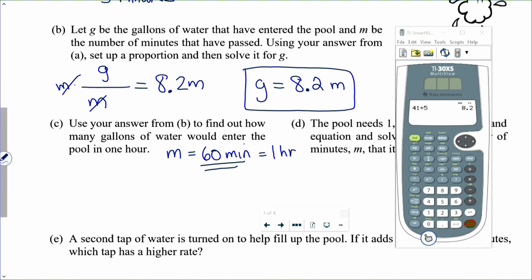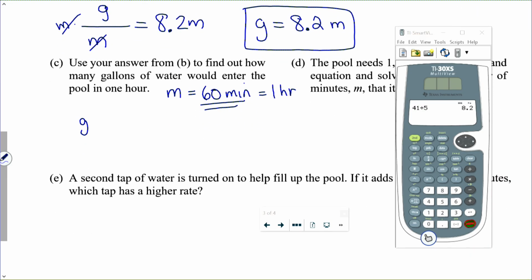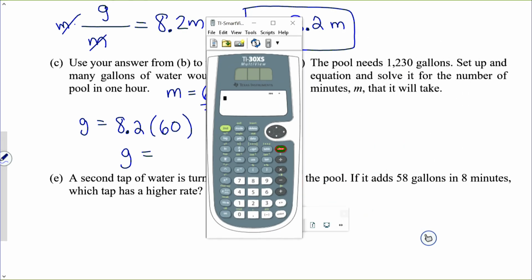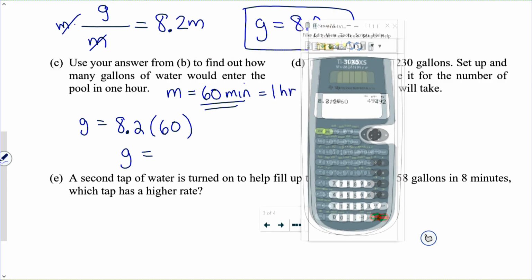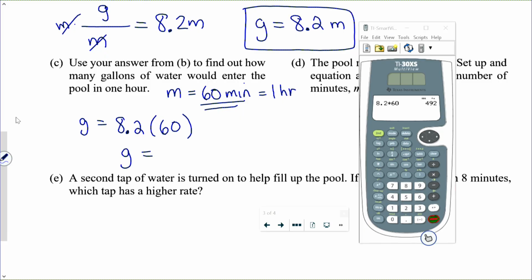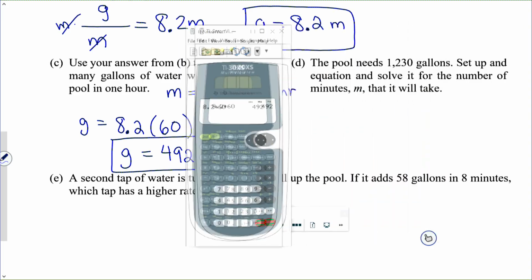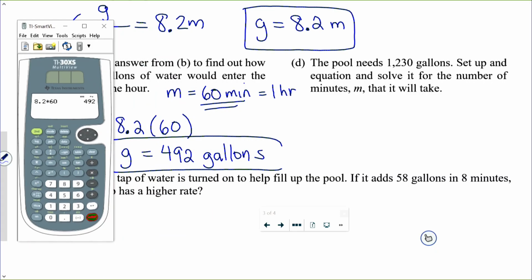Okay? So if I want to use my equation now, I'll say the number of gallons will be 8.2 times the number of minutes. So the number of gallons will now be, using my calculator, clear that last calculation out, 8.2 times the number of minutes, 60, gives me 492. That might seem like a lot, but an average pool can hold a lot of water. 492 gallons.